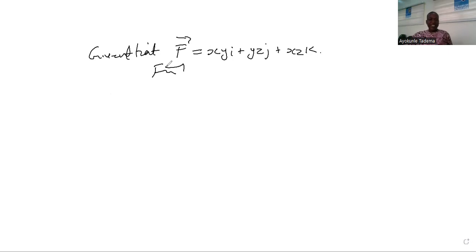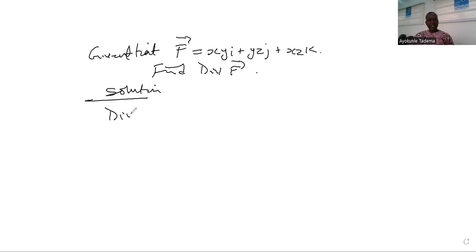Now, for instance, you are given that vector f equals xy i plus yz j plus xz k. Find div f. How will you simplify the solution? Let's quickly do this. Solution.